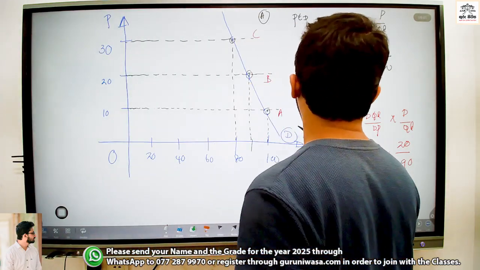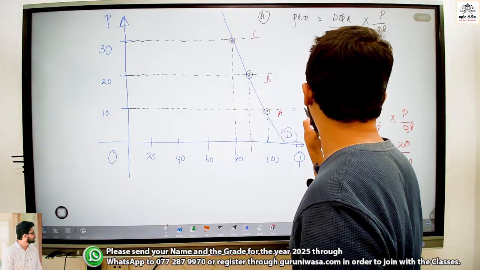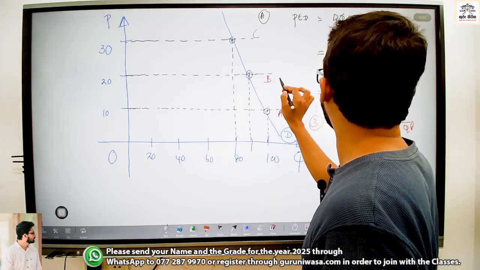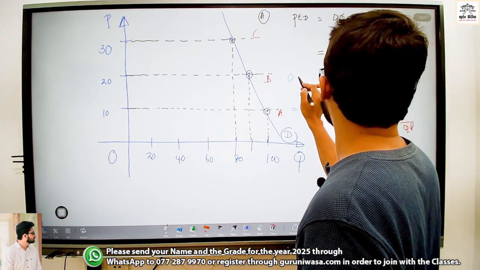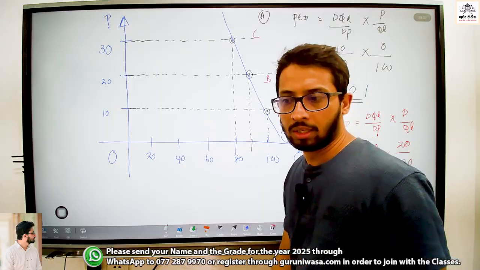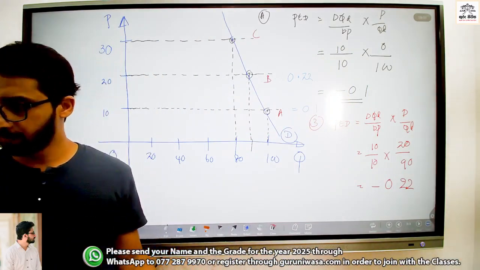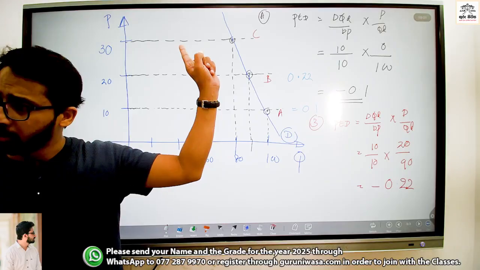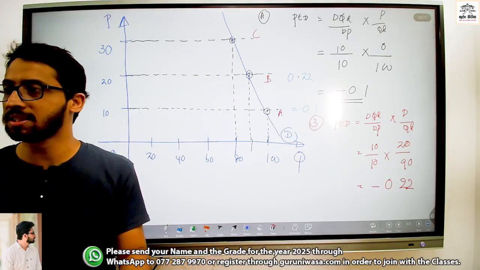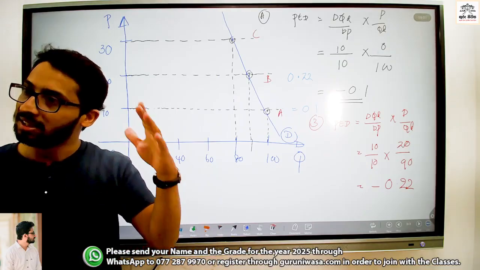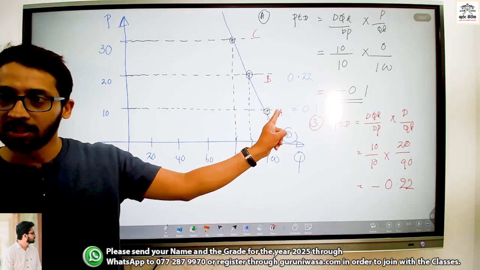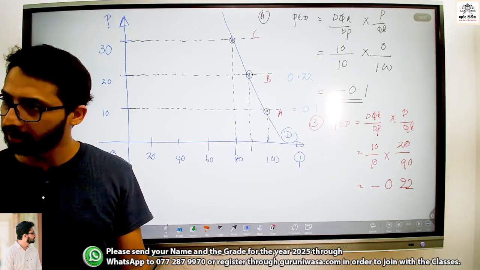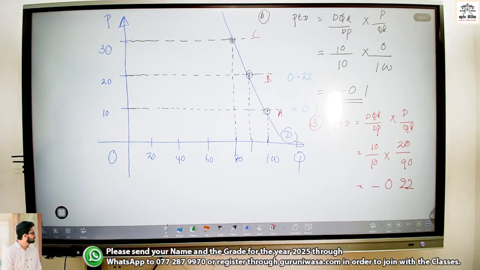At point A, PED value, how much? Minus 0.1. At point B, minus 0.22. Look at the board. Can you see a constant PED value at every point? No, the PED value changes. What about the perfectly inelastic category? It doesn't change, it is 0 at every point. Here it changes point to point: 0.1, 0.2. Clear? Understand the difference.